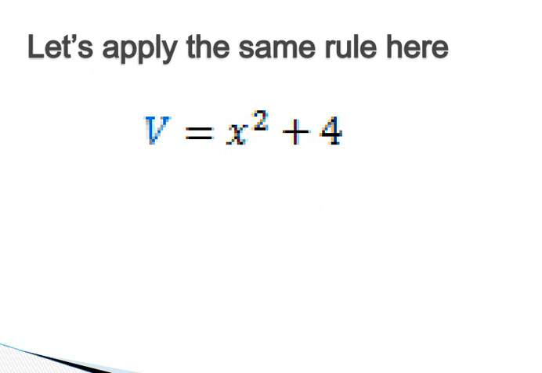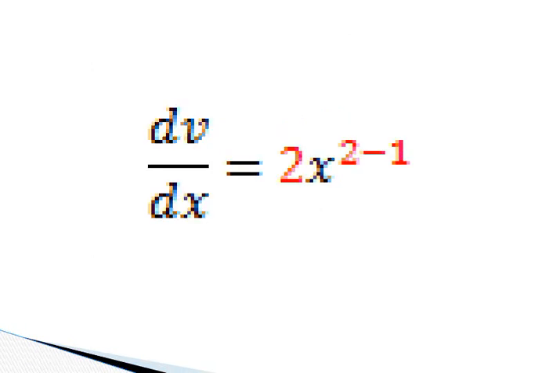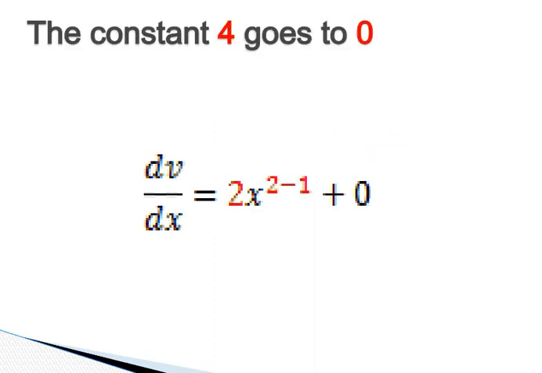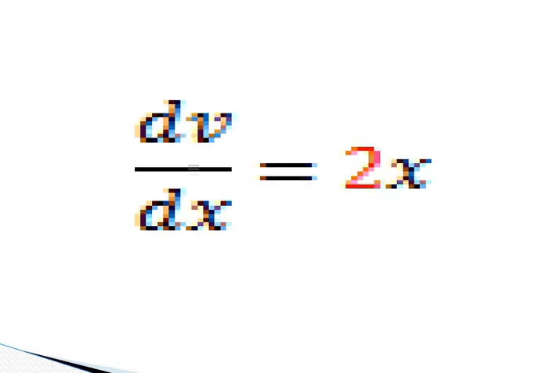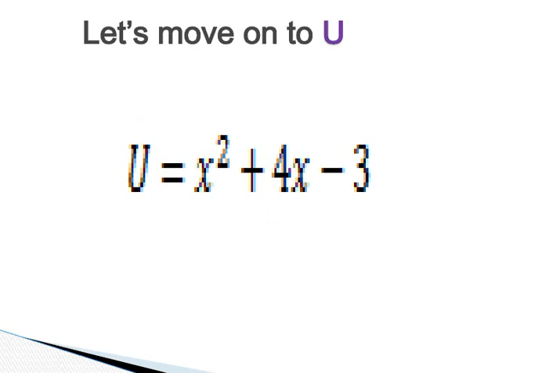Let's apply that to v, which equals x squared plus 4, which when differentiated becomes 2x to the power of 2 minus 1. The constant 4 goes to 0, and 2x to the power of 2 minus 1 just equals 2x to the power of 1, which is just 2x. So dv dx equals 2x.